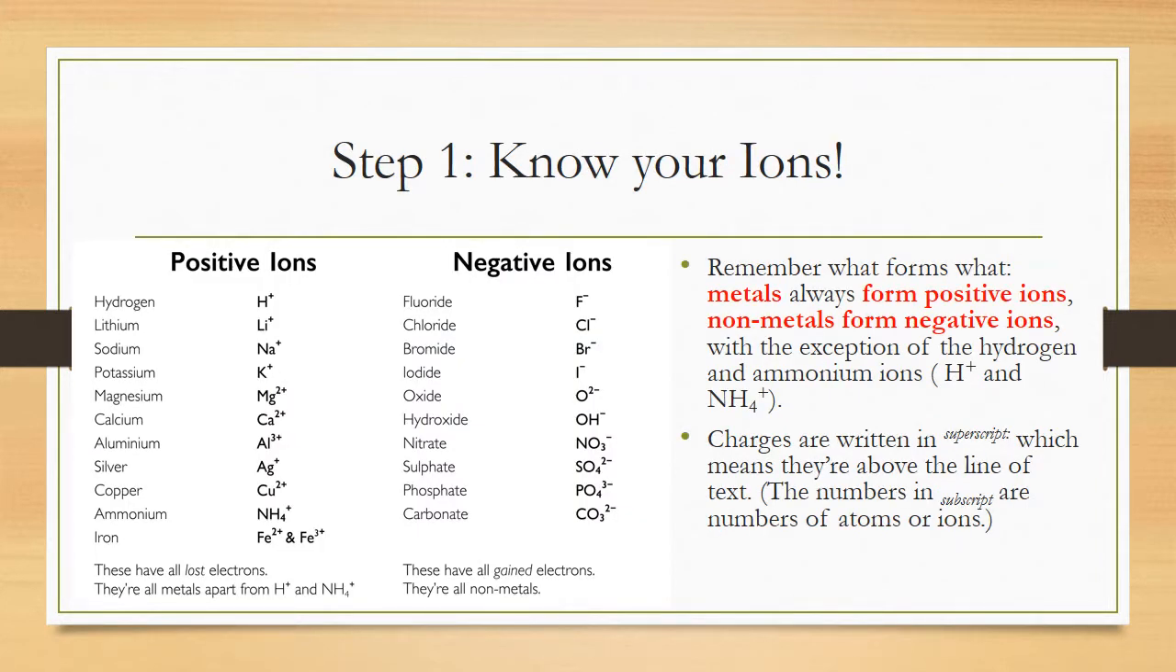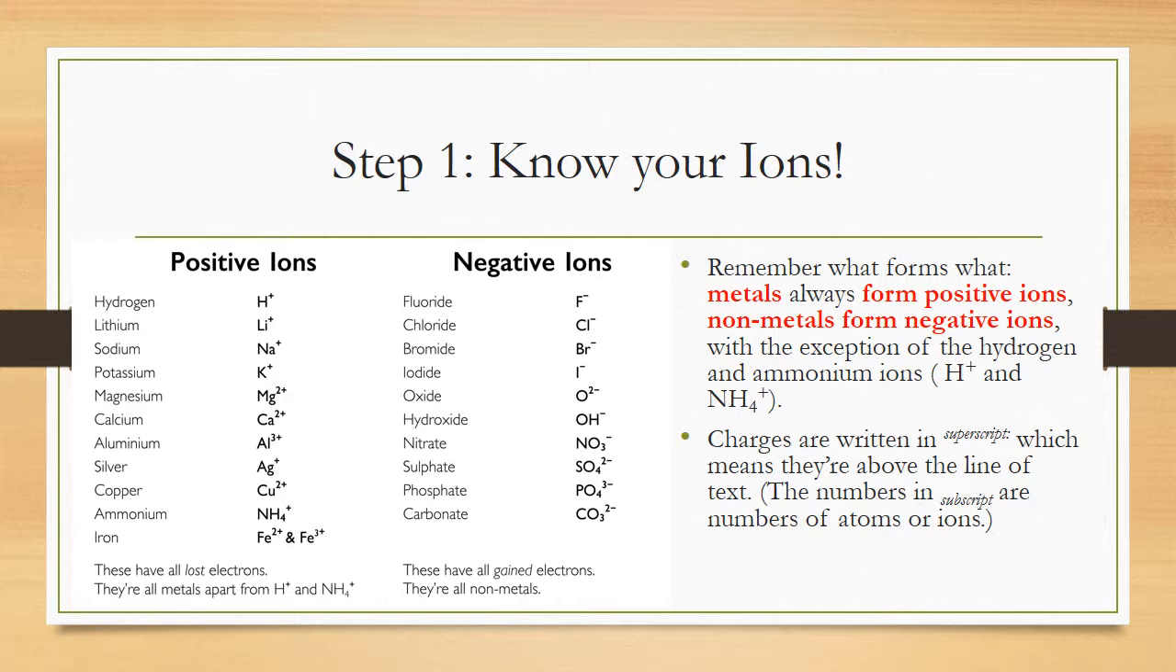The first thing you have to do is know your ions. All these positive ions and negative ions we see on this table on the left have to be remembered. You can work some of them out from the periodic table. For example, magnesium is in group 2, so it'll be a +2 ion. But some, like hydroxide and ammonium, you're just going to have to remember.